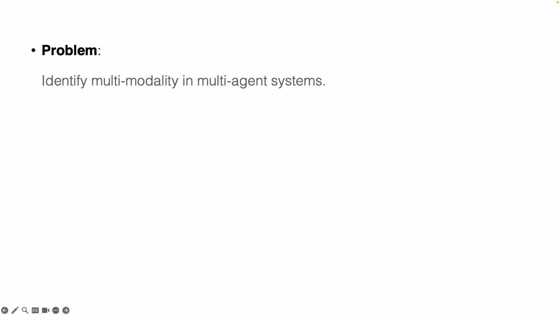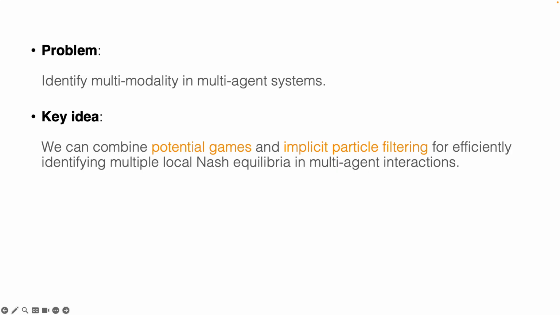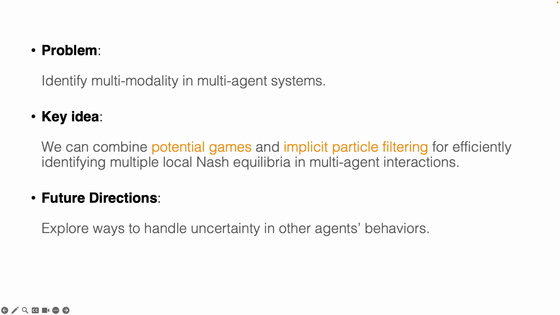Therefore, in conclusion, we solved the problem of identifying multimodality in multi-agent systems, and our key idea is we can combine potential games and implicit particle filtering for efficiently identifying multiple local Nash equilibria in multi-agent interactions. In future, we want to explore ways to handle uncertainty in other agents' behaviors.